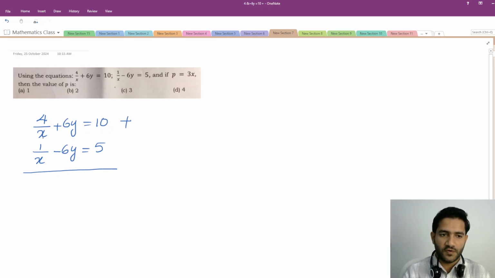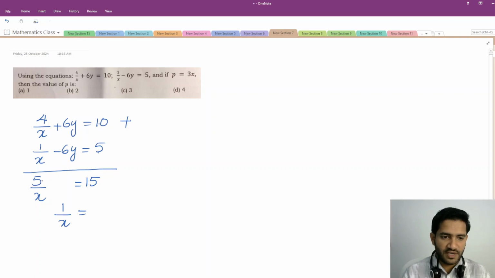So we are adding these two equations. First one, 4 by x plus 1 by x. The denominators are equal, it is x, so we can add the numerators. 4 plus 1, that is 5 by x, plus 6y minus 6y is 0, equals 10 plus 5, it is 15. So 5 by x is equal to 15. So what is 1 by x?